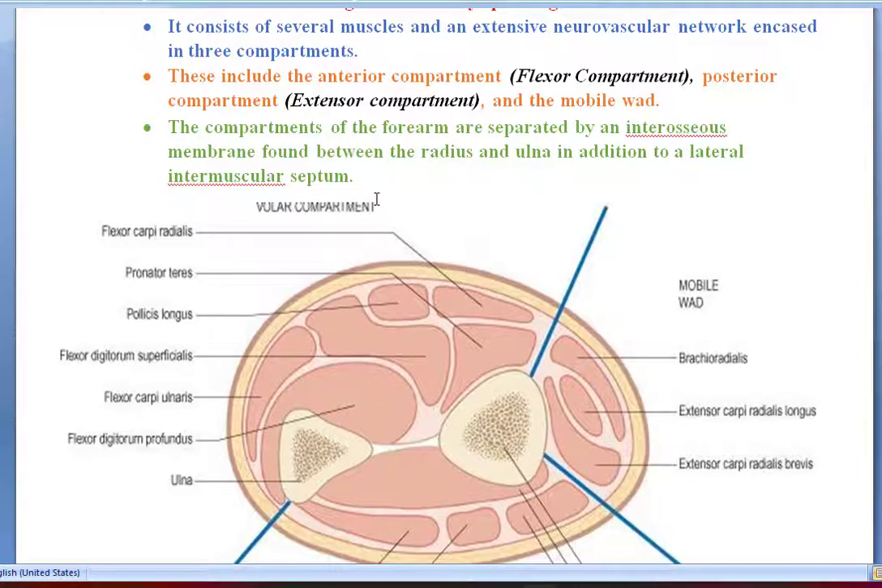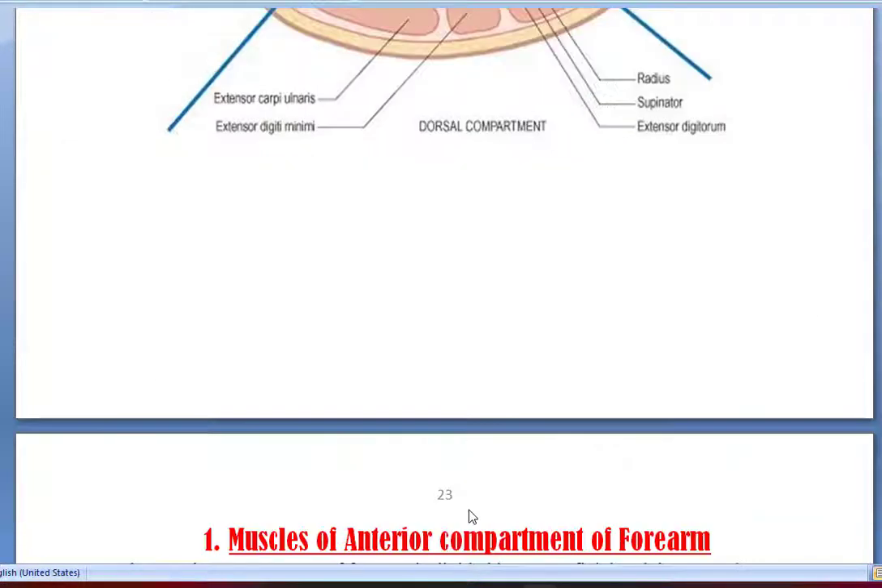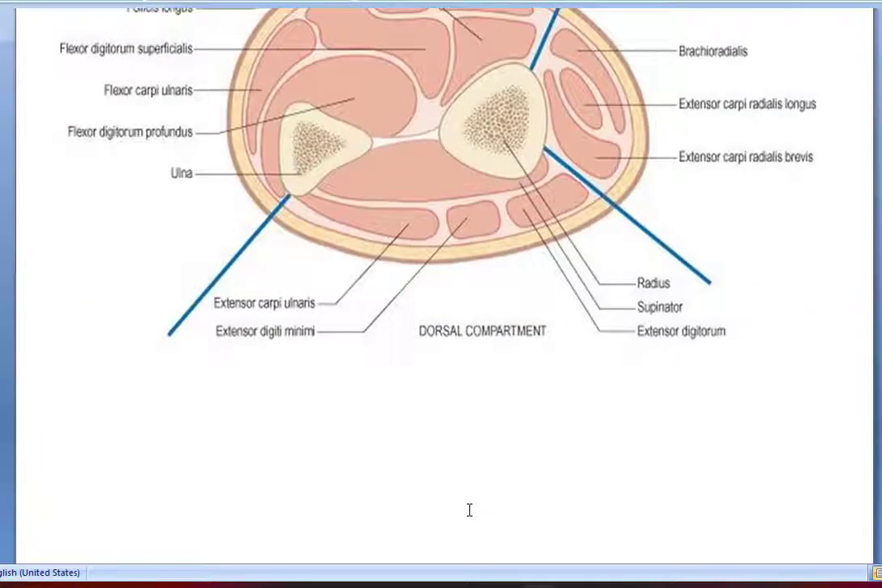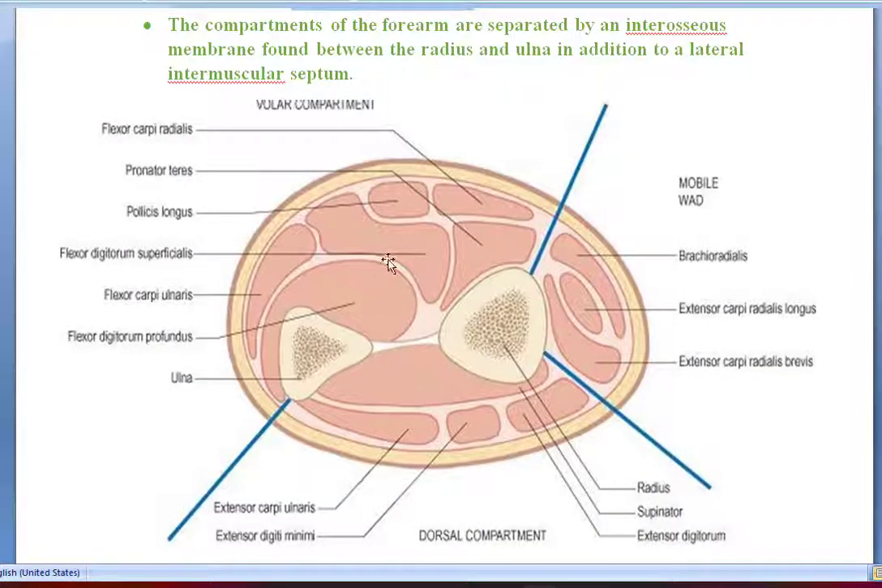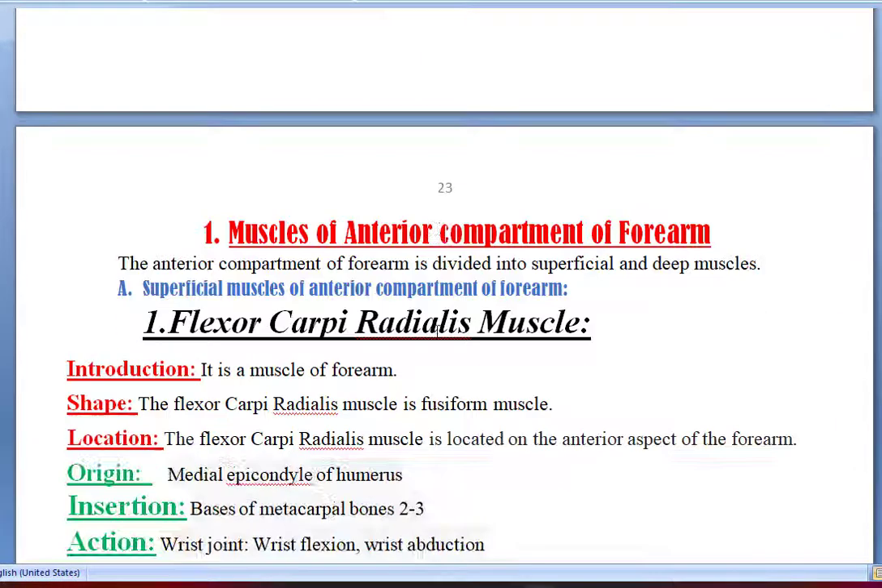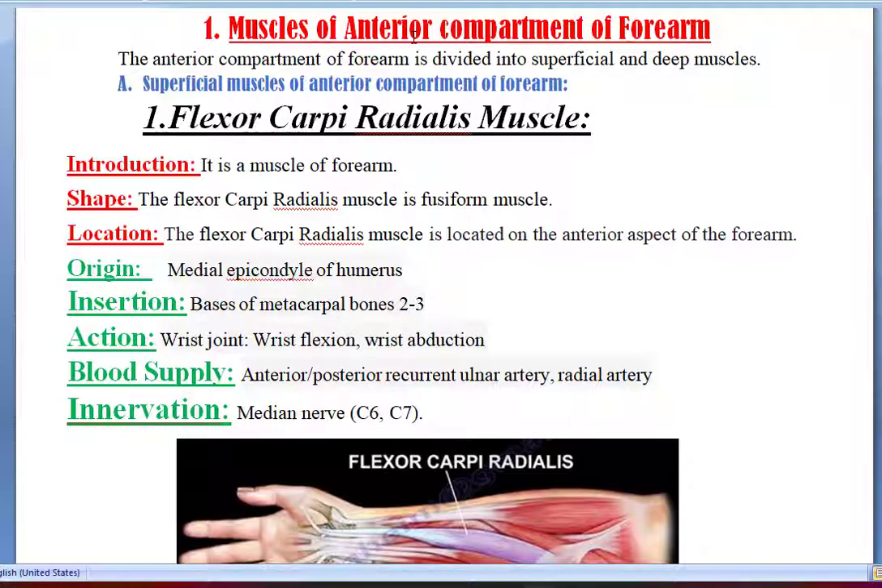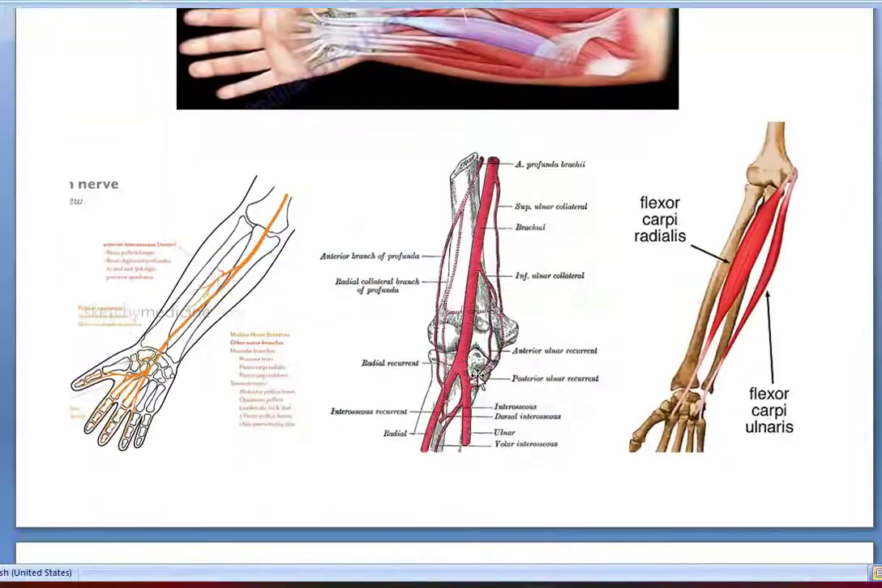This was our previous lecture, in which we said that the forearm is divided into a flexor compartment and an extensor compartment. The anterior compartment muscles are flexors and the posterior compartment muscles are extensors. Both compartments are divided into superficial and deep muscles. We started the anterior compartment muscles of the forearm, beginning with the superficial muscles, and we discussed flexor carpi radialis.